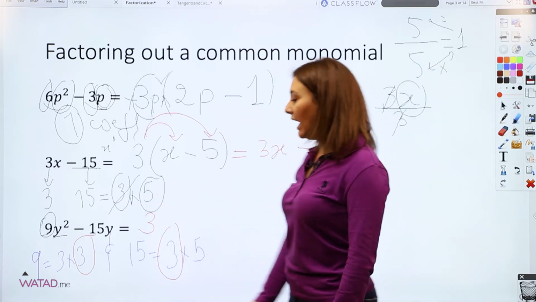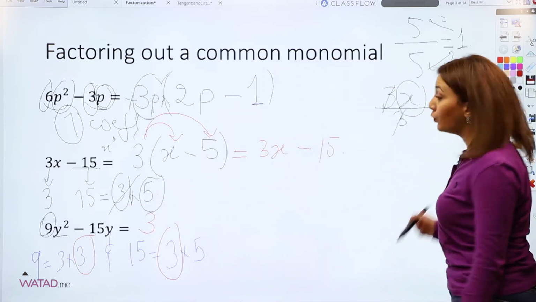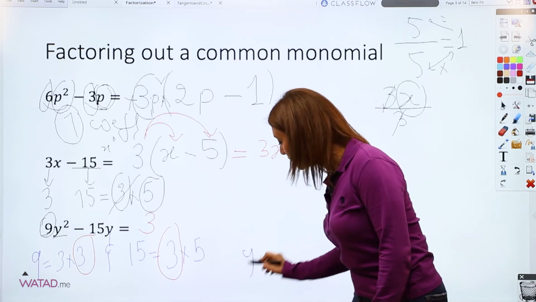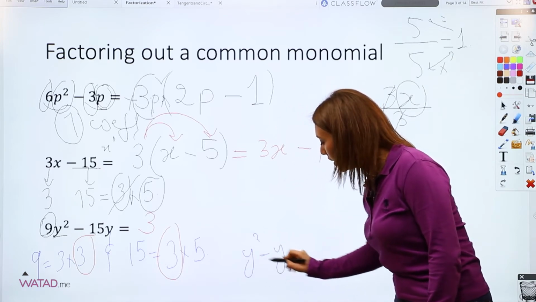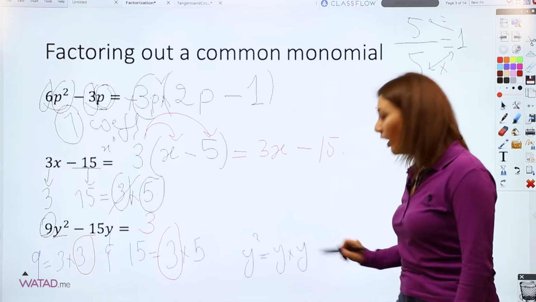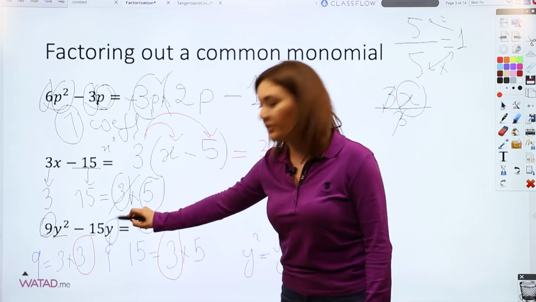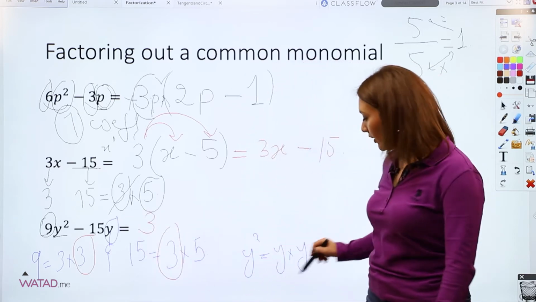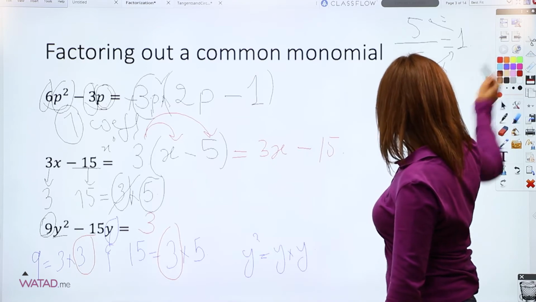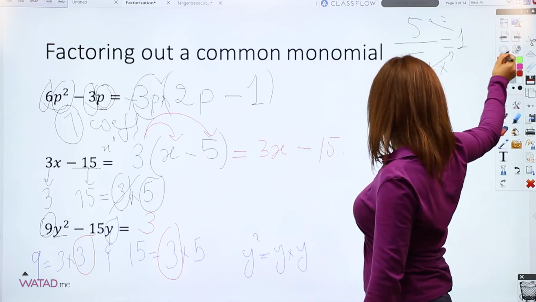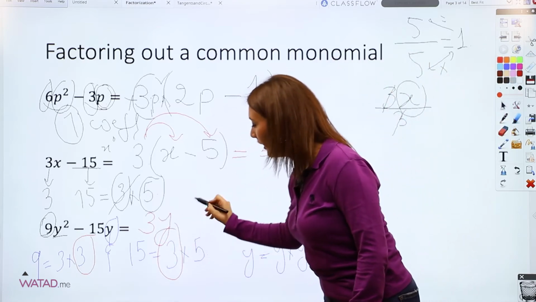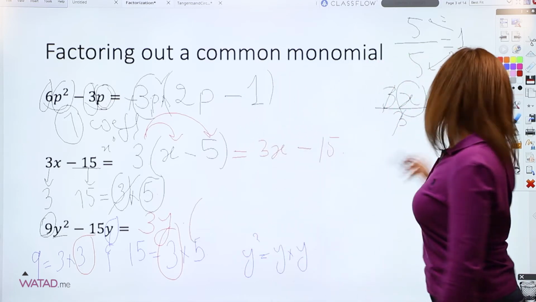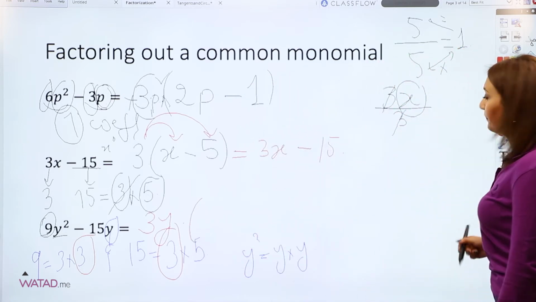Let's check the variables. I have y squared and y. I know that y squared is actually y multiplied by y. And I have a y here, so this is the common factor. So I also take y as a common factor. 3y multiplied by... what am I left with?